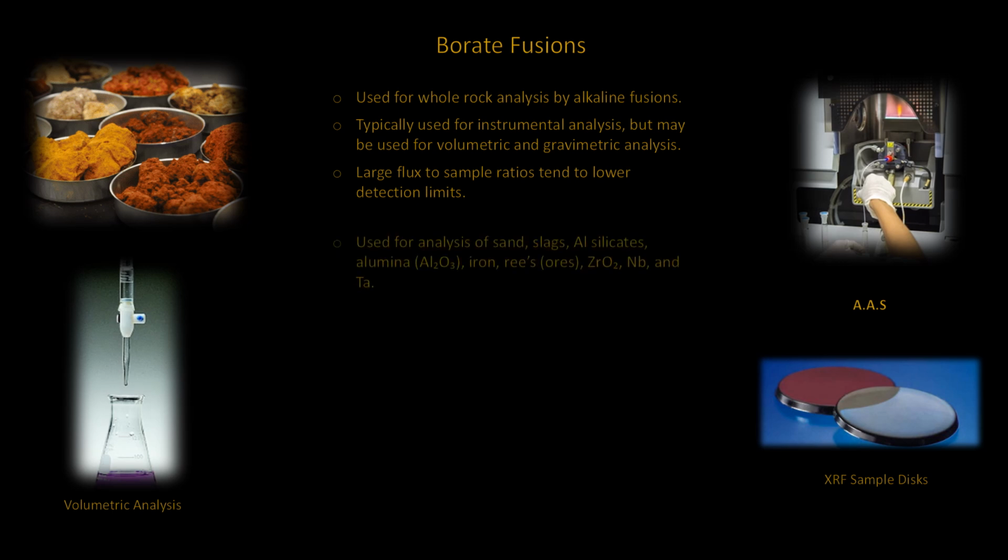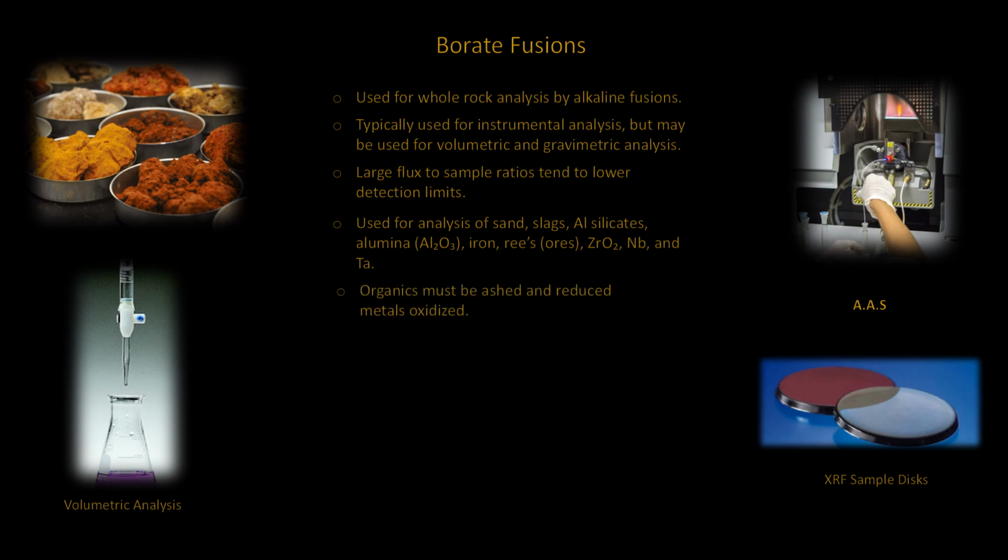Sand, slags, iron, rare earth element ores, zirconium dioxide, niobium, and tantalum can be dissolved using a borate fusion. Any organic compound associated with a sample must be ashed first, and samples containing reduced metals must be oxidized. Crucibles that are used are always platinum. Other crucibles are attacked by the melt.